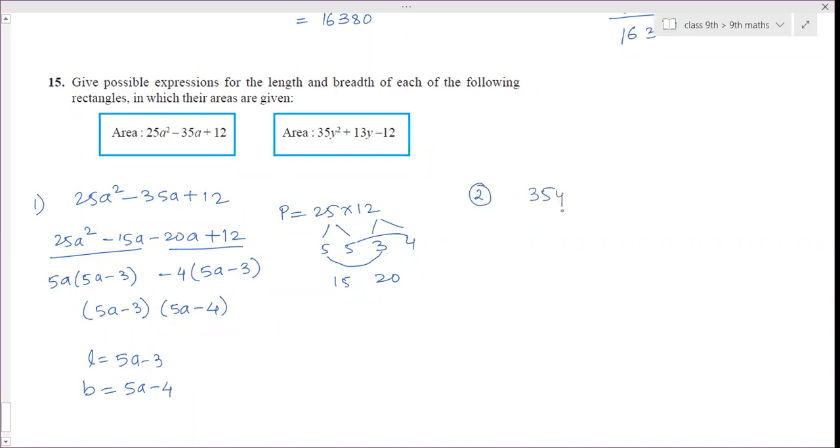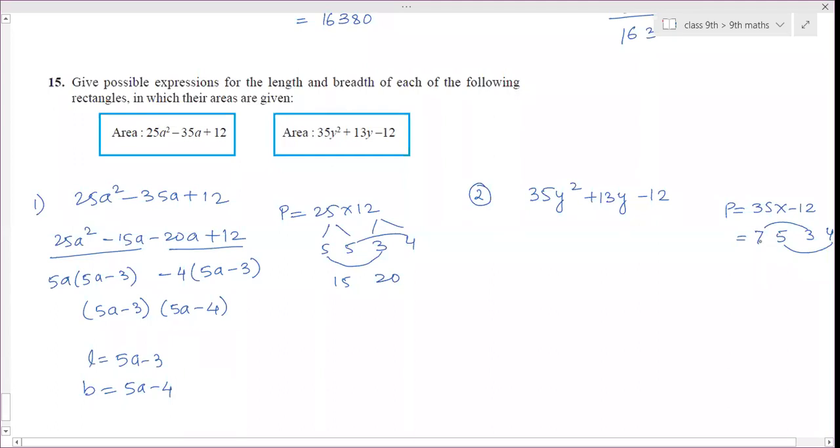Second one is 35y square plus 13y minus 12. So you need the product as 35 into minus 12. The product is negative, that means the difference of two terms should be 13. 35 is 7 into 5 and 12 is 4 into 3. 3 and 4, anything, we will take the minus sign afterwards. We'll use that one. So here it is 7 threes are 21 and 5 fours are 20. Doesn't work.